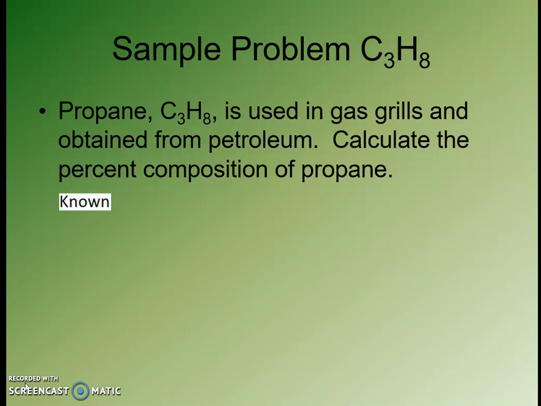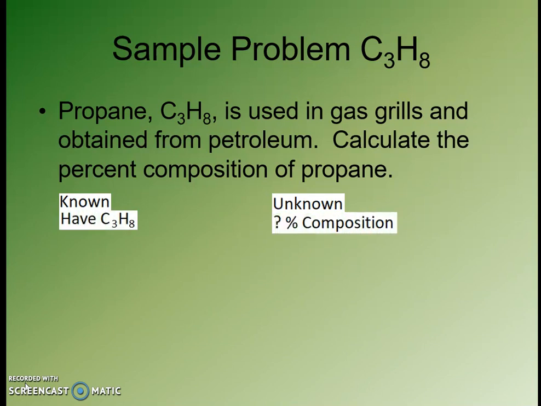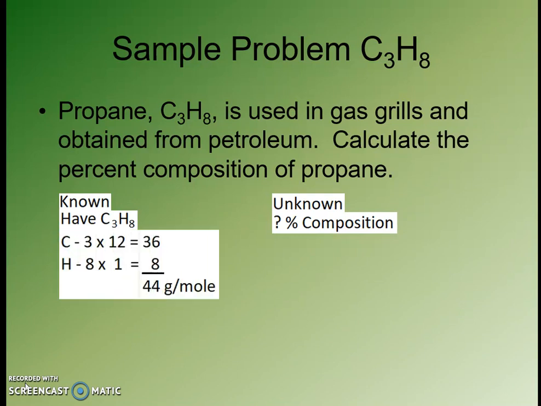So I can analyze this problem, my known, my unknown. I know I have propane, that's where I have to start off, and I want to figure out what is the percent composition. So the only thing I can get with the information I have is the molar mass. I know propane is made up of 3 carbons and 8 hydrogens. Carbon with the mass of 12, 3 times 12, 36. Hydrogen with the mass of 1, 8 times 1, 8. Add them together, there are 44 grams in a mole of propane.